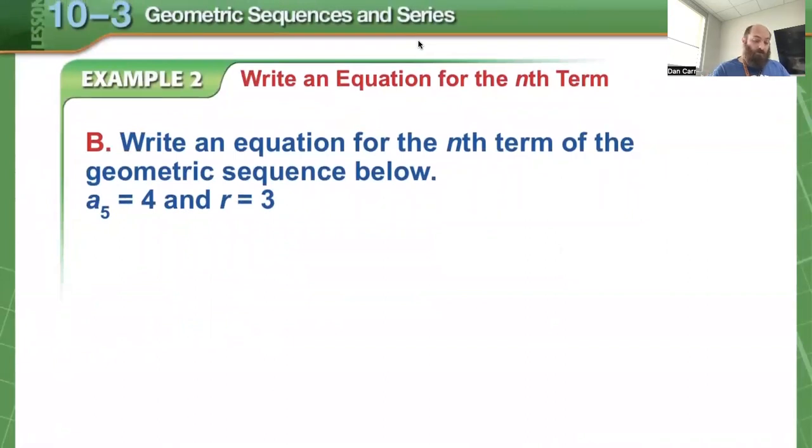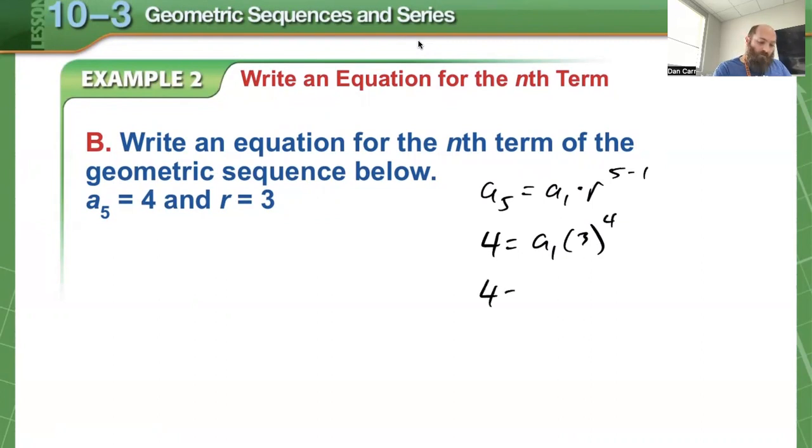We need the first term, and that's the one I'm missing. But a sub 5 is equal to a sub 1 times r raised to the 5 minus 1 power. That's the setup we're using here to help us find a sub 1. We know r, we know a sub 5. So 4 is equal to a sub 1 times 3 raised to the 4th power.